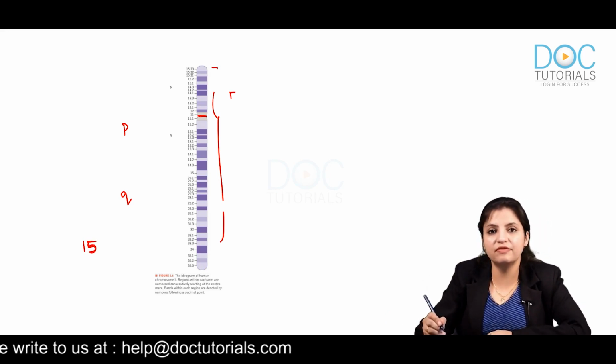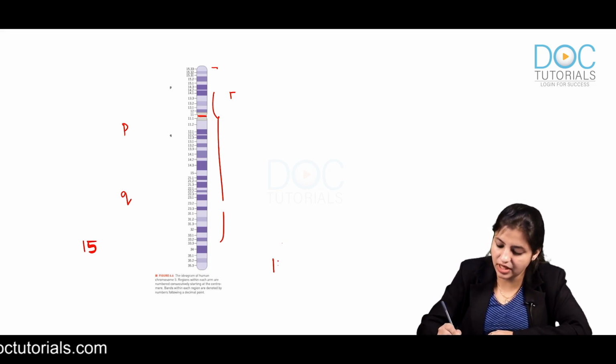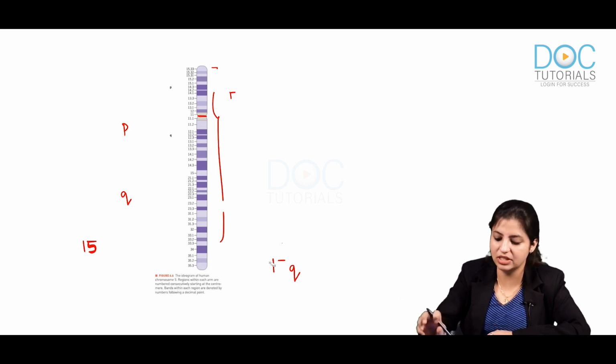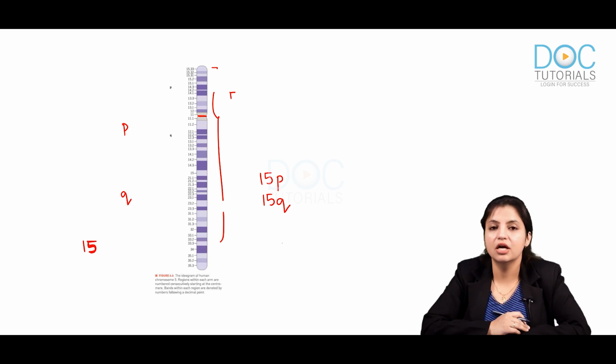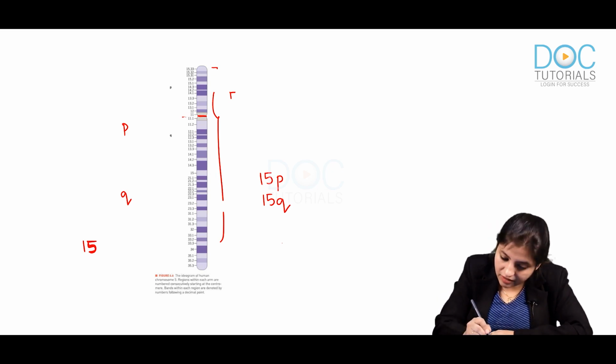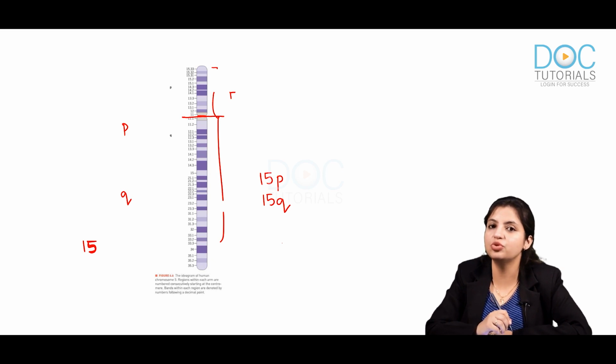So chromosome number 15 has a short arm and a long arm. The first thing that you write in any chromosome is 15Q. The first thing you write is its position, whether it is a short arm or a long arm. Now, starting from the centromere, you start dividing the chromosome into regions.